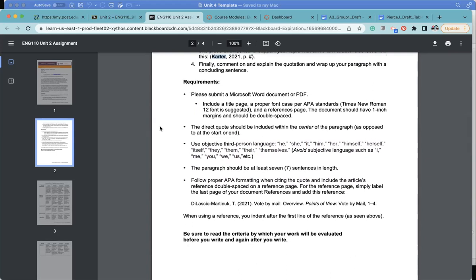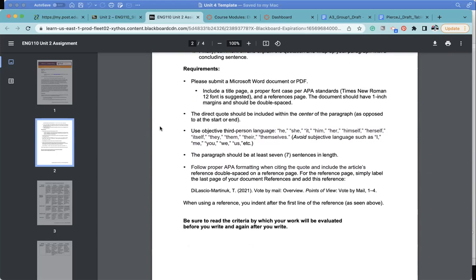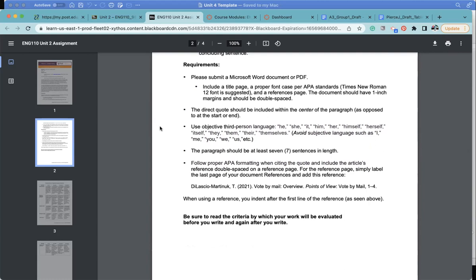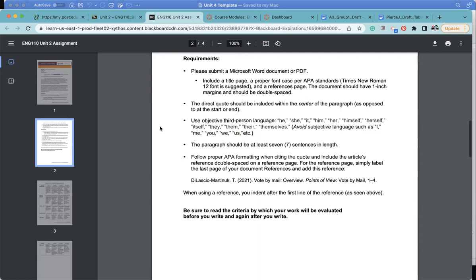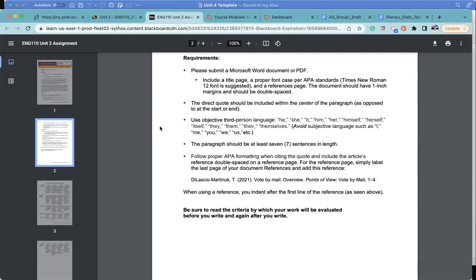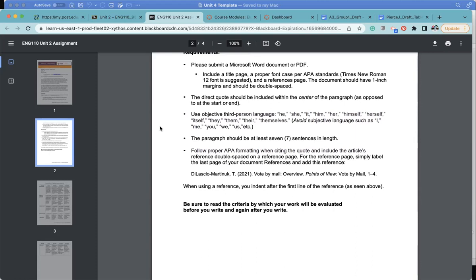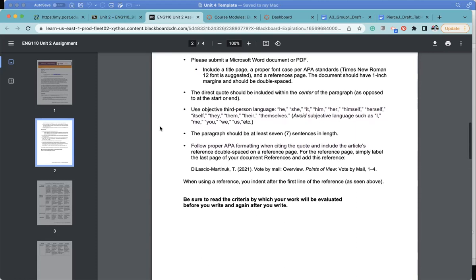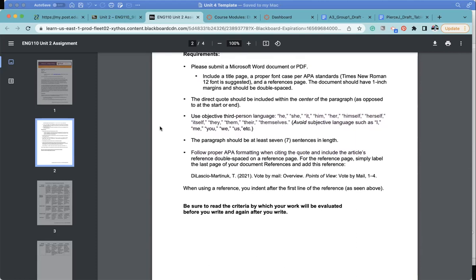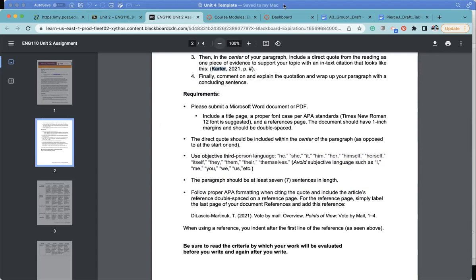So you're going to have a Microsoft Word document or PDF, which I'm going to show you what it'll look like in just a second. You will have a title page, properly formatted in APA, and a references page. Then you should still have plain old 1-inch margins, double spacing, all the normal things. The direct quote will be in the center. Use objective person. To remind you again, the paragraph should be at least 7 sentences long, and have that citation and the reference at the end. So let me show you what the document will look like.